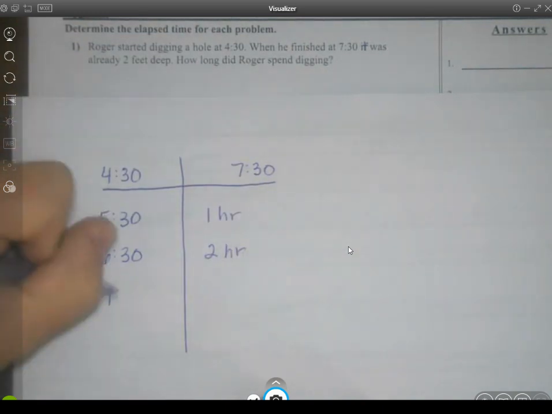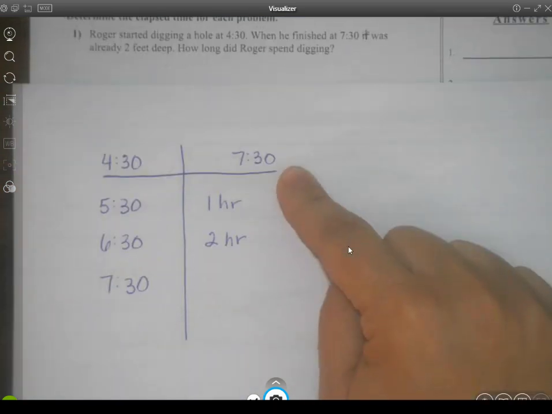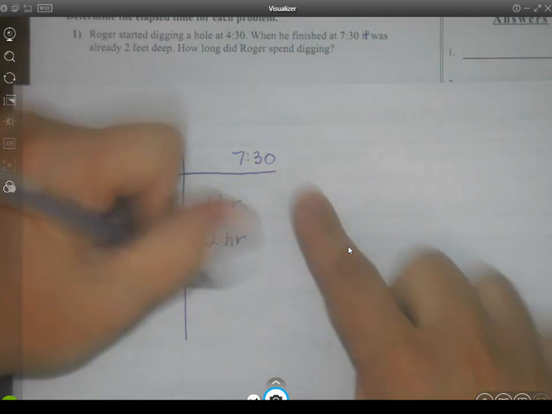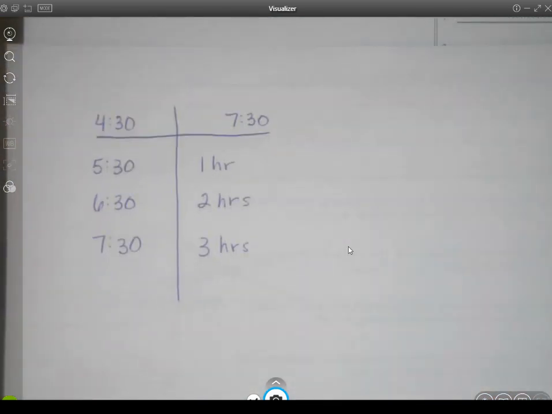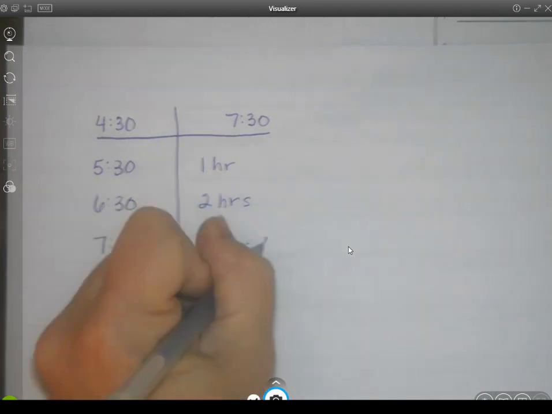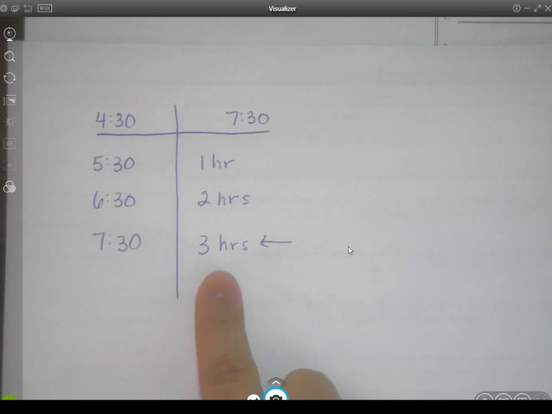And 7:30, now mind you, this is where our end time happens, is at 7:30. He was finished digging the hole. So here I know then that if he started at 4:30 and he ended at 7:30, he ended 3 hours later. So the amount of time that elapsed, or the amount of time that he spent digging, was 3 hours. Okay? So for example, for your answer, you would just type in 3 hours.